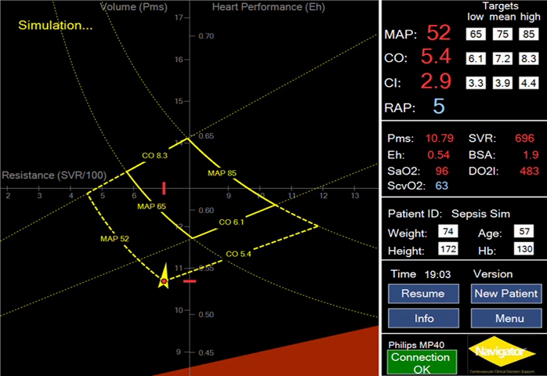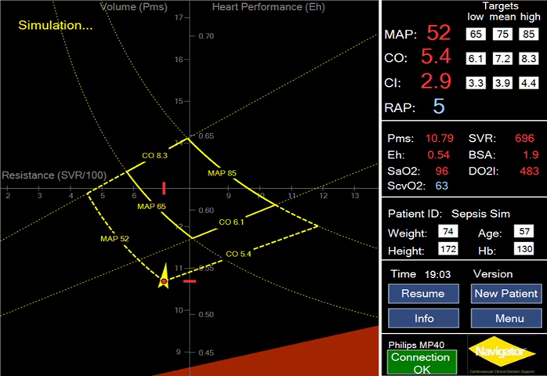There are three main features. First, you can see grey-coloured X and Y axes. The x-axis is a resistance scale and measures the patient's resistive state or systemic vascular resistance, SVR. This scale moves horizontally to keep the target resistance in the target zone. The y-axis has two scales. The left scale is the volume, PMS scale, and measures the patient's volume state. It moves vertically in response to changes in the patient's circulating volume state. The right scale is the heart performance, EH scale, and measures the capacity of the heart to pump. It moves vertically in response to changes in cardiac performance. Two red tick marks on the three scales show the position of the patient.